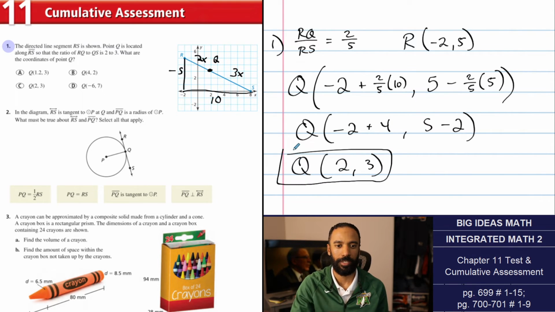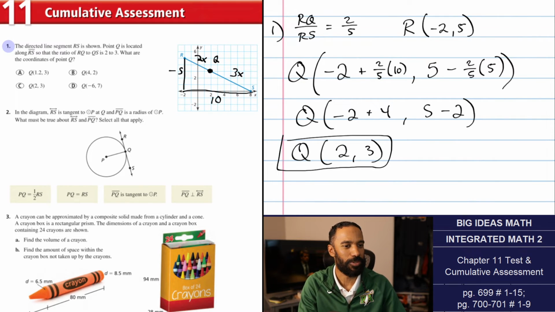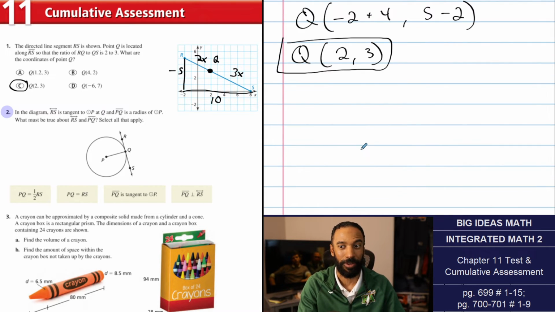Now, where did I put it? I put it at 2, 3. Pretty much. I was just spitballing it less than halfway, and I wanted to look at an integer. So Q is at 2, 3. It's going to be answer C. I don't know what chapter that was from. Must have been the similarity chapter? Chapter 8? I don't know.